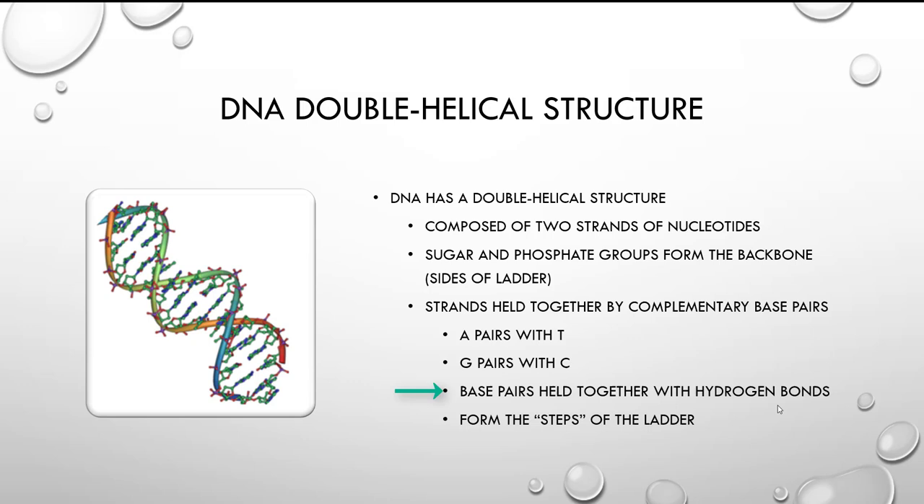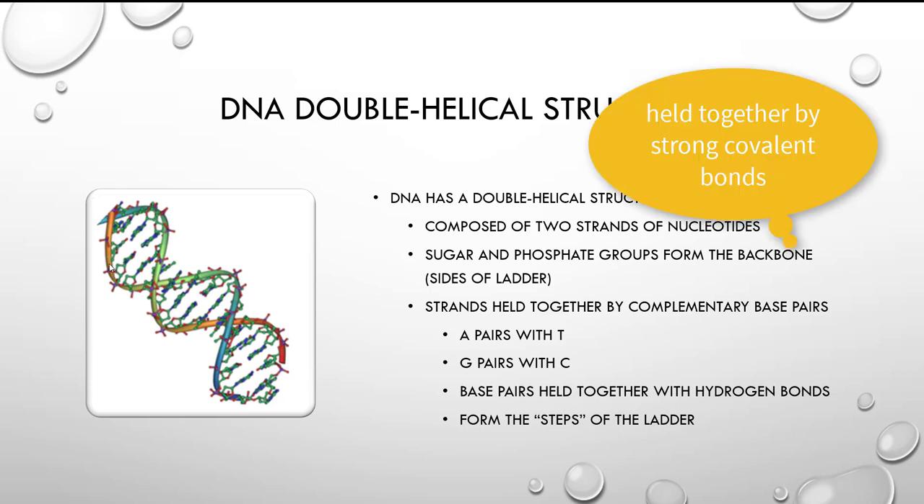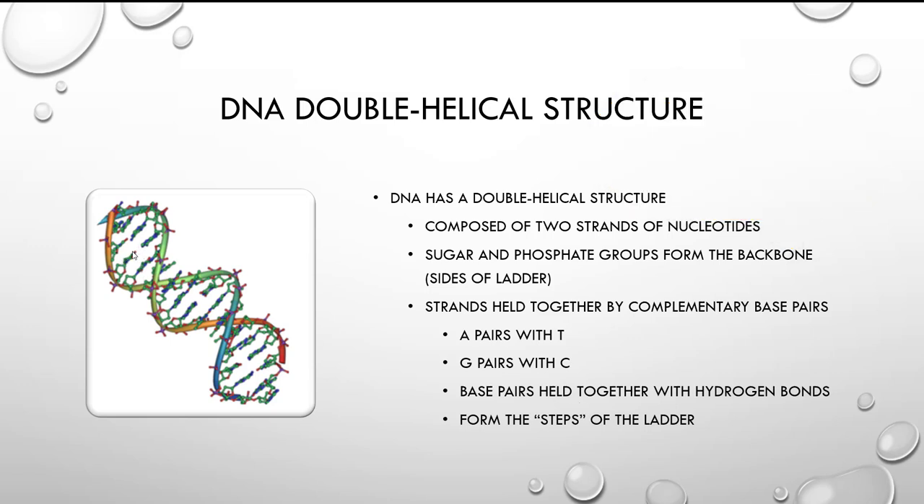And if you remember, hydrogen bonds, those are weak bonds. Back when we learned about chemical bonds, covalent bonds, they're really strong bonds. That's what holds the sugar phosphate backbone together. The bonds that bring together the base pairs, those are hydrogen bonds. So that's a weak bond. That's why you can see them kind of coming apart sometimes. So the sides of the ladder, those are strong covalent bonds. The rungs of the ladder are held together by weak hydrogen bonds.